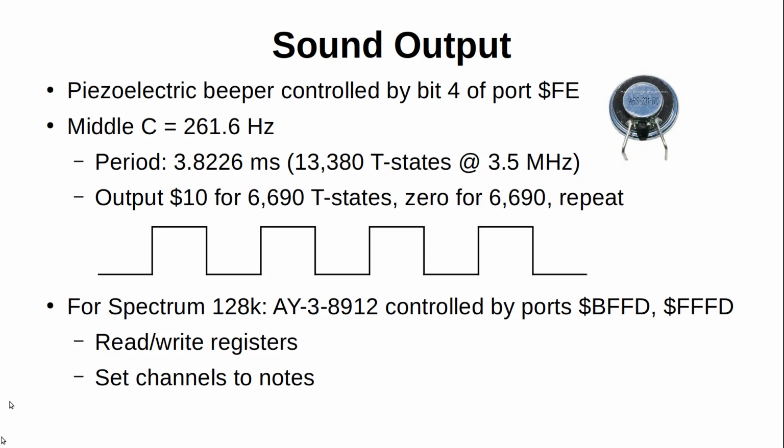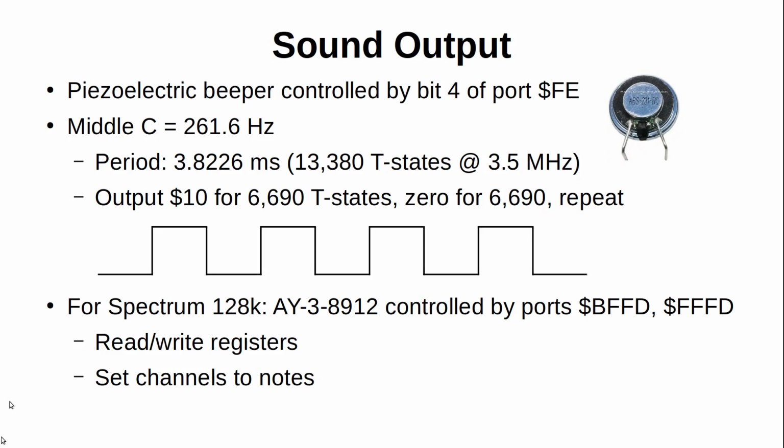This means the only possible sound is a square wave with fixed amplitude, but variable pulse width and frequency from cycle to cycle. If we want to output a fixed tone that approximates middle C at 261.6 Hz, we need to output a new cycle every 3.8226 milliseconds, which comes out to 13,380 T states with our 3.5 MHz Z80.